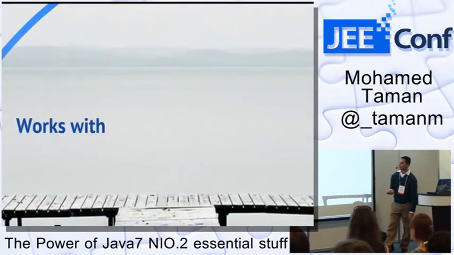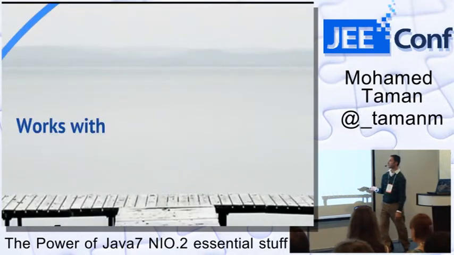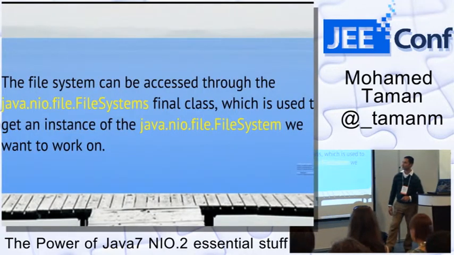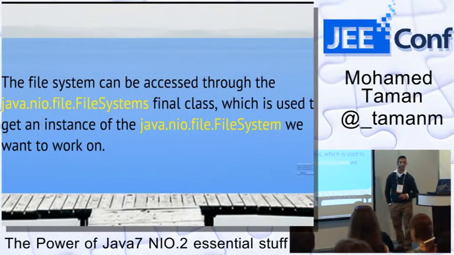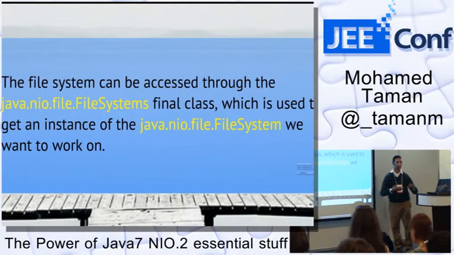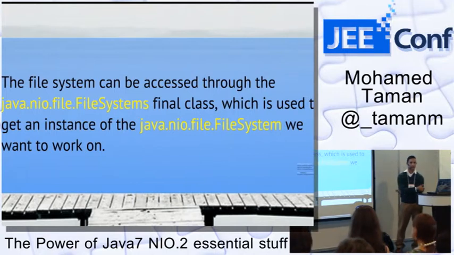Okay, it allows us to work with files and directories as well. The file system can be accessed through the FileSystems final class. So you can get the default file system and get the path. It returns you the path and you can play with it: what is the file name, and so on. Okay, I will show you the code for how you can get the path, and it will be easier.